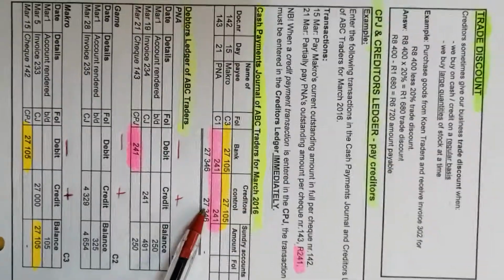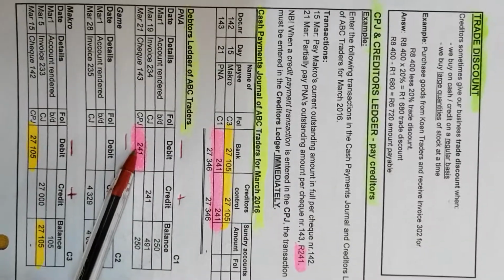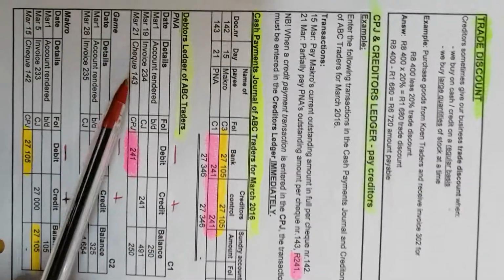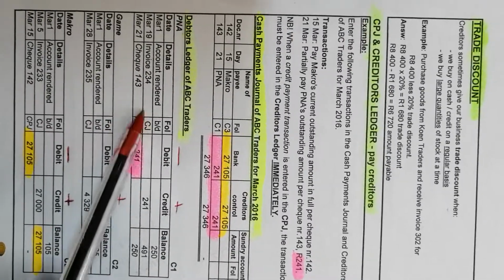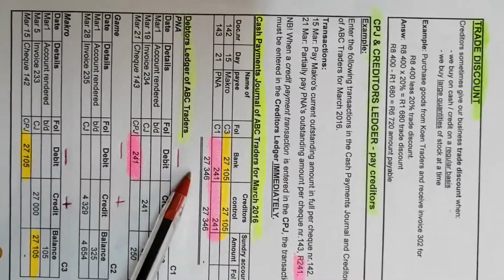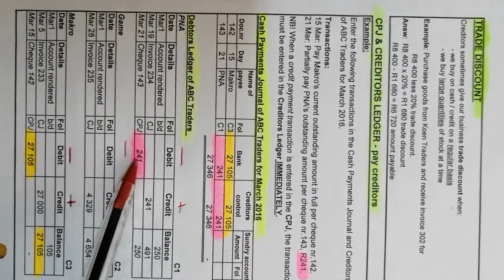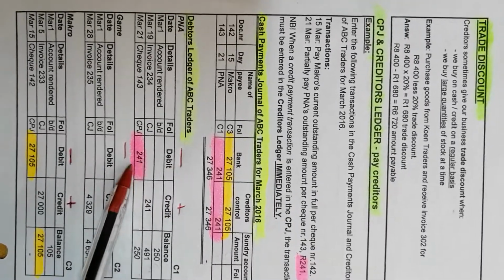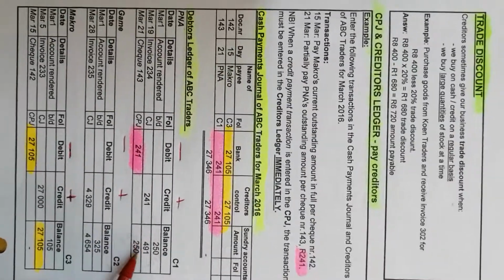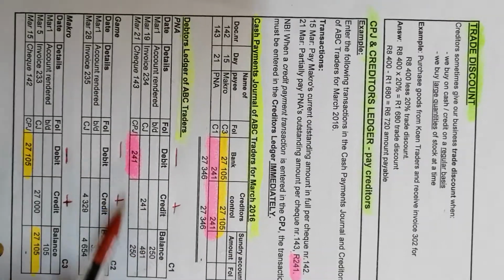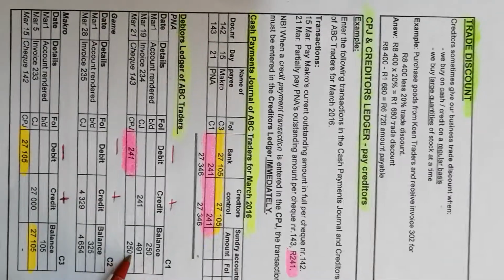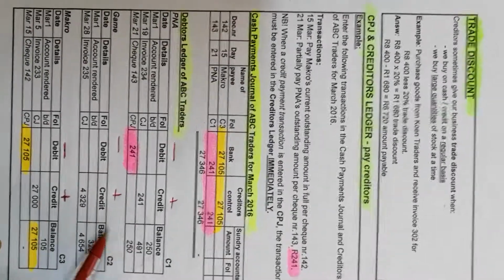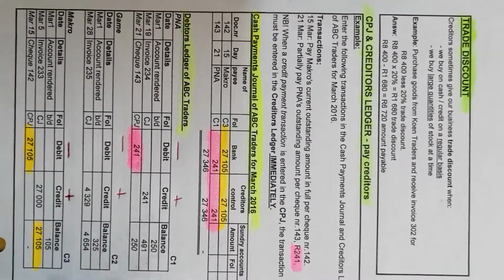Okay, so basically then in P&A's creditors ledger, March 21st, check 143, CPJ. And then because you're paying debt, it makes your debt less. On the debit side, 241. And then to work out the new balance, you're going to say 491 minus 241 gives you 250. So I owe P&A at the end of the month only 250 Rand.